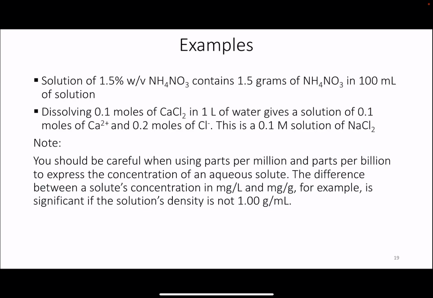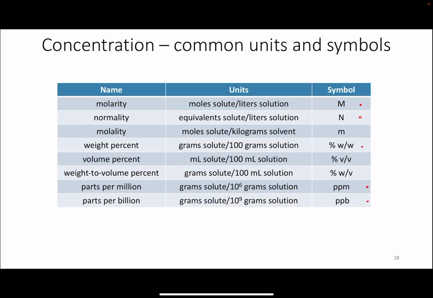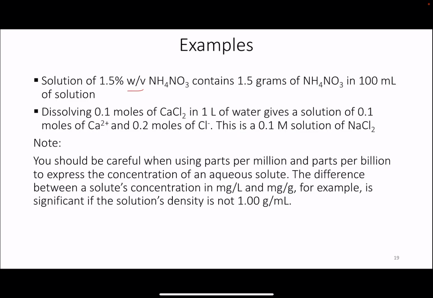So in this case, you have a solution of 1.5% weight per volume ammonium nitrate, which contains 1.5 grams of ammonium nitrate in 100 mils of solution. And remember, weight per volume, if you go back, weight to volume percent, is grams of solute per 100 mils of solution. So that's here.